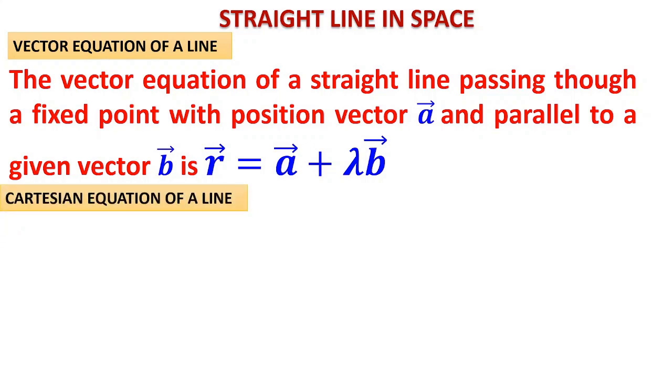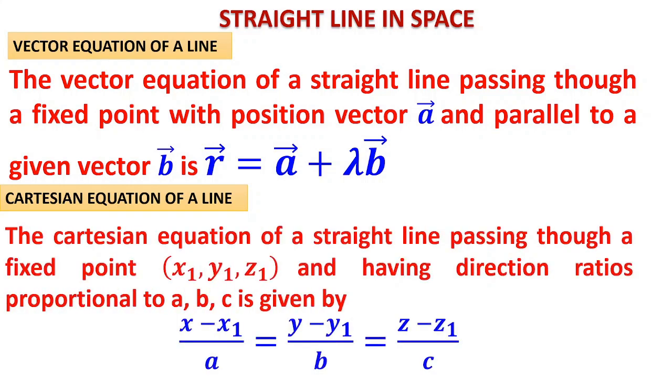Then suppose you go to the Cartesian equation. In the same way, there we were talking about the position vector of a fixed point. Here we will talk about the coordinates of the point. Therefore the Cartesian equation of a straight line passing through a fixed point x1, y1, z1 and having direction ratios proportional to A, B, C. There we were talking about a parallel vector. Here we are talking about the direction ratios A, B, C.